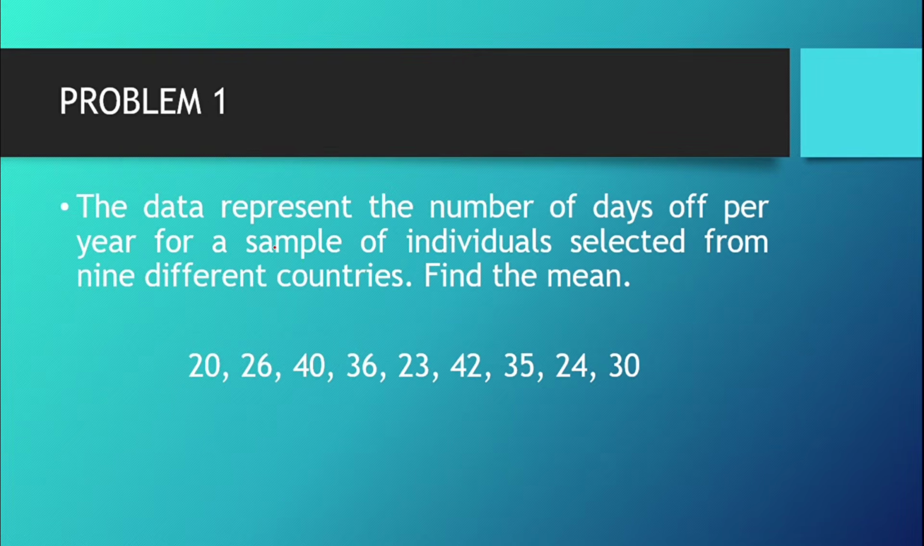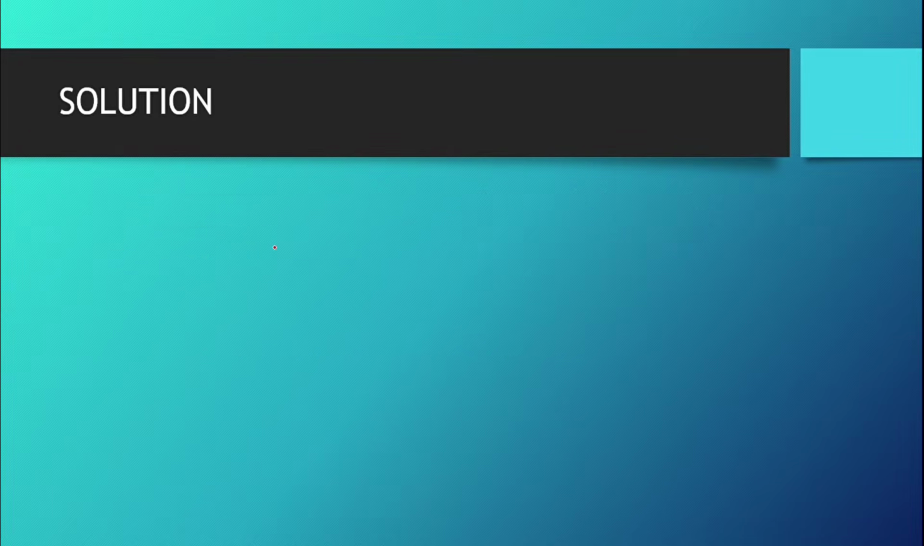So let's start with problem number 1. The data represent the number of days off per year of individuals selected from 9 different countries. Find the mean. We have 20, 26, 40, 36, 23, 42, 35, 24, and 30. We are just going to add. Here is the solution. In finding the mean, x bar is equal to the summation of x over n.